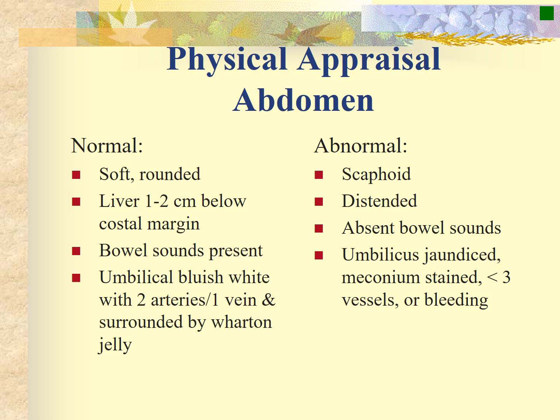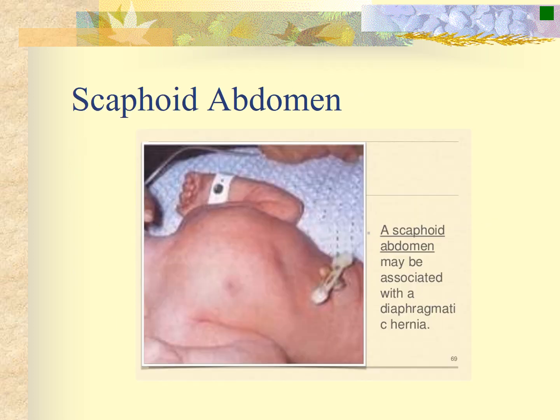An abnormal abdomen would be scaphoid, and I think I added a picture of that, and it's a dip in like the pigeon chest, or a distended abdomen, no bowel sounds. If the umbilicus is jaundiced or meconium stained, less than 3 vessels, or if it's bleeding, those are all causes to do further investigation. Yeah, here's a scaphoid abdomen. You see how it caves in. And it may indicate a diaphragmatic hernia.